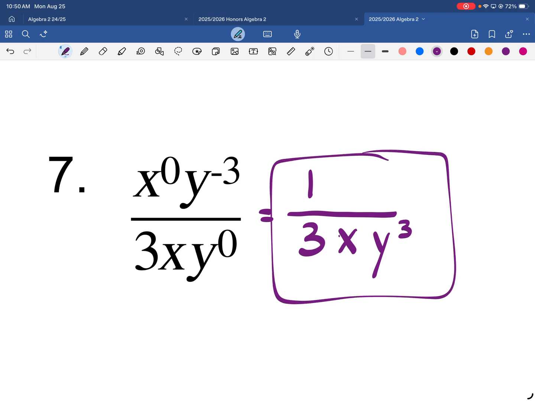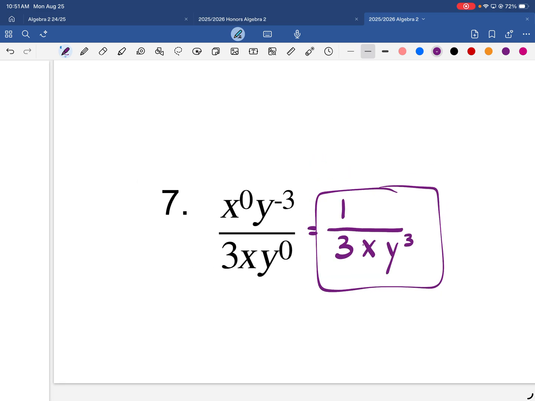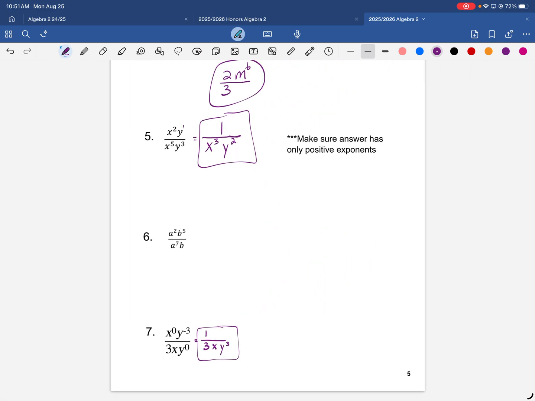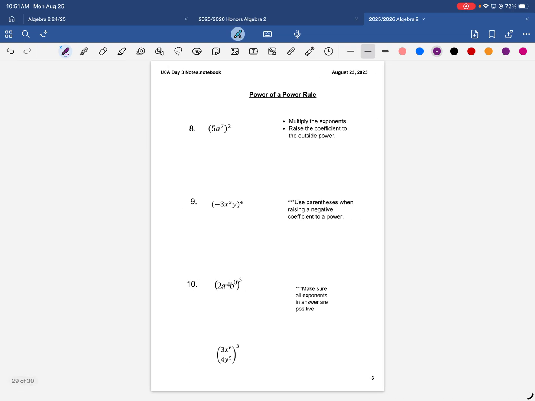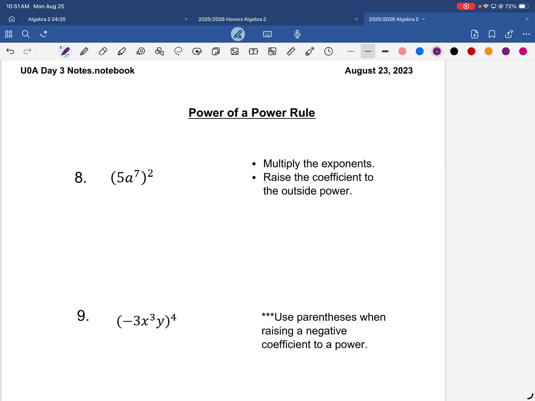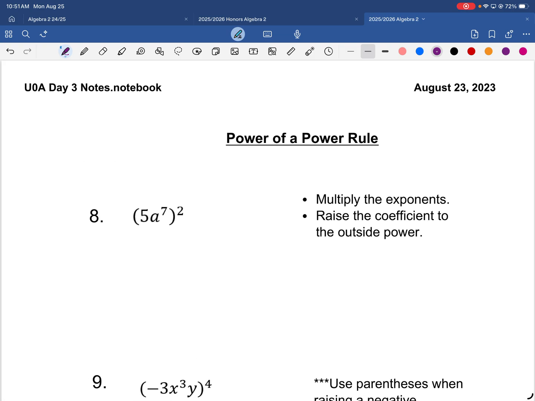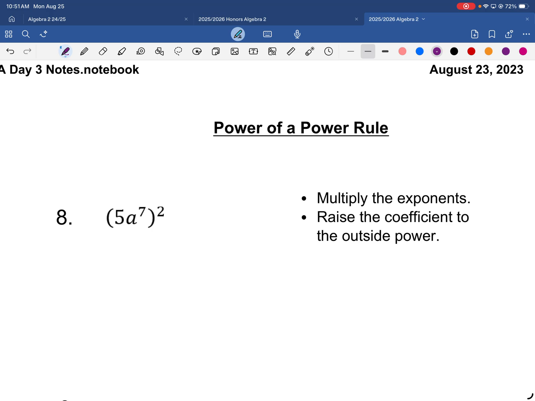Those get hard sometimes. Anytime you have those x to the zeros, y to the zeros, they get a little bit tricky and complicated. Okay. Just be careful when you're doing it. So that's the quotient rule. Last examples we're going to look at the power to power rule. We'll look at about 3 of these and we'll call it good for the day.